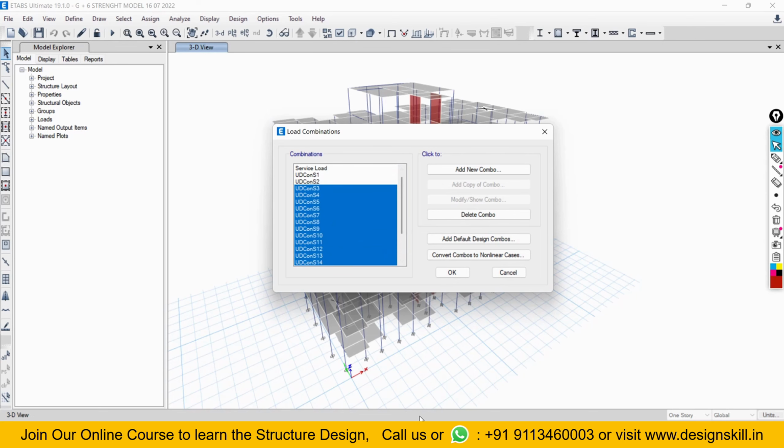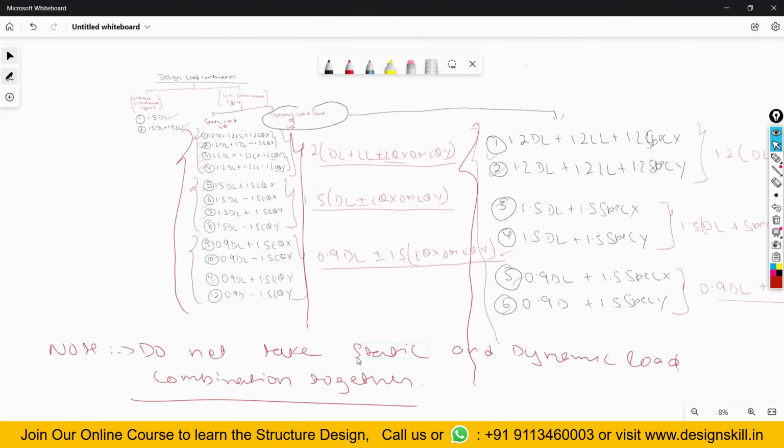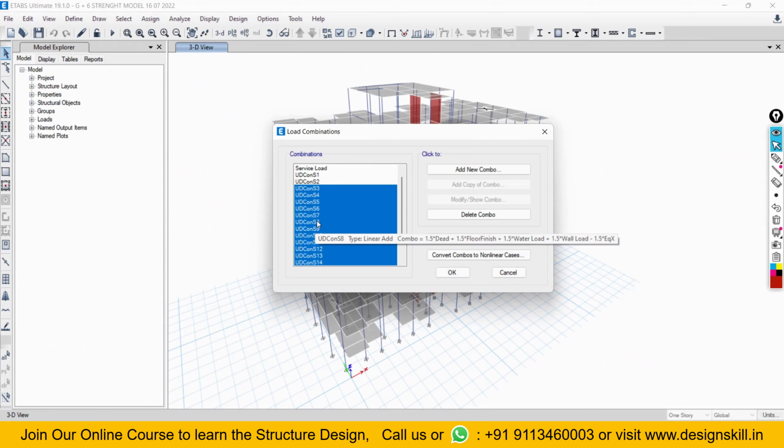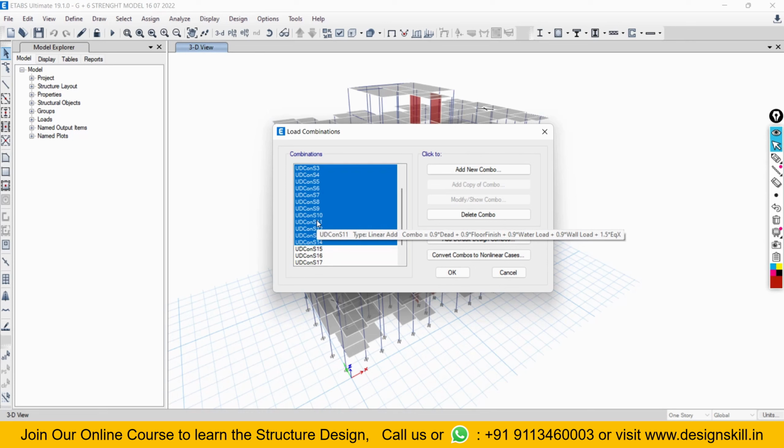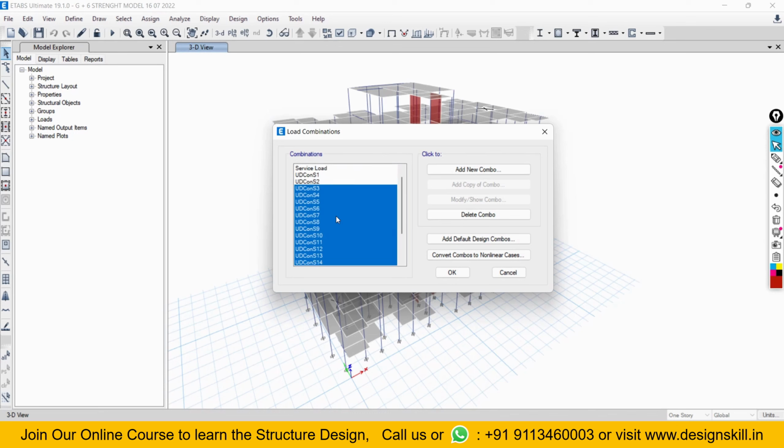I already wrote in the note that you need not consider both of the load combinations together. That's the reason why we are deleting all these load combinations from our ETABS software, which are automatically generated by the software. If you're adding the load combinations manually, then you need not delete, because you are going to add it only for the dynamic one. When you're using automatic design load combination generation, only in that case you have to delete this. So I will go with the delete option and I will delete this.